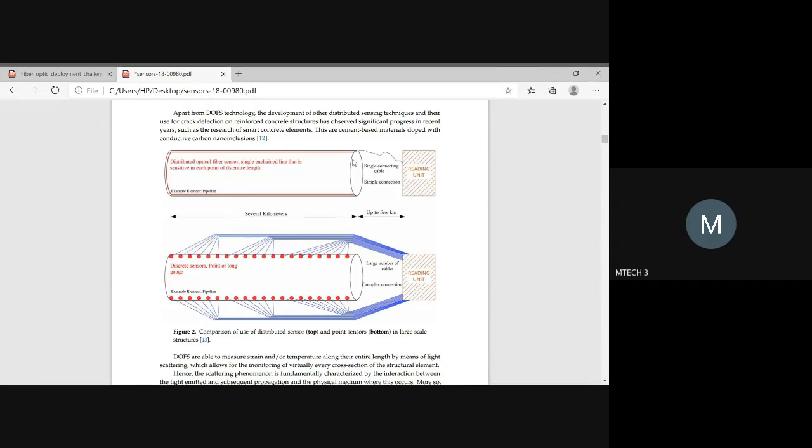If you go with a distributed optical fiber sensor, the plus point is that it will be sensitive across each and every point, along the entire length. So any variation at any point, it will be able to detect. It could be a crack or any variation in the external surroundings, right? Anything it can sense very quickly and reveal the data. So this is the plus point.